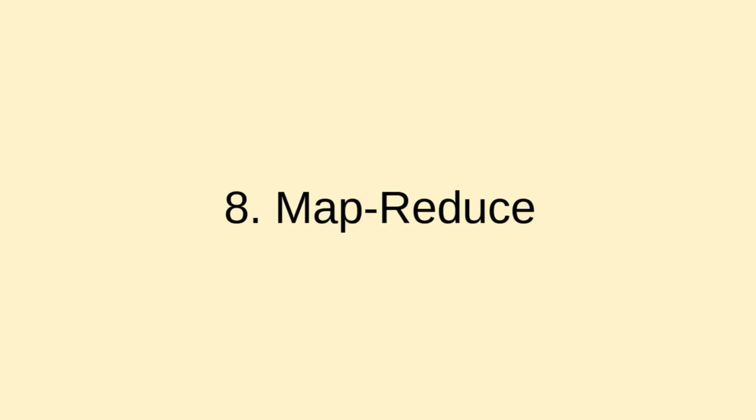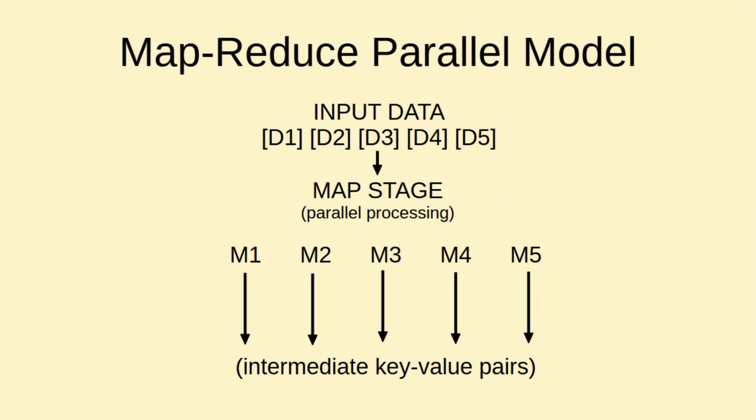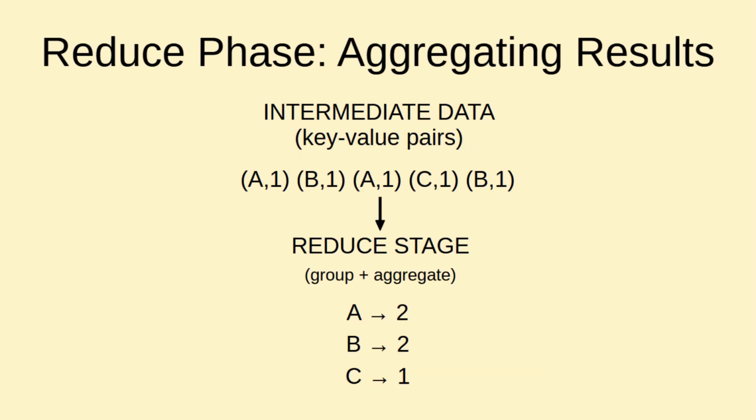Now let's look at a very important real-world model, MapReduce. MapReduce is a parallel programming model used for processing large datasets. It consists of two main stages, map and reduce. In the map stage, input data is processed in parallel to generate intermediate key-value pairs. After the map stage, intermediate key-value pairs are grouped by key. The reduce stage processes each group and aggregates the results. This stage produces the final output.